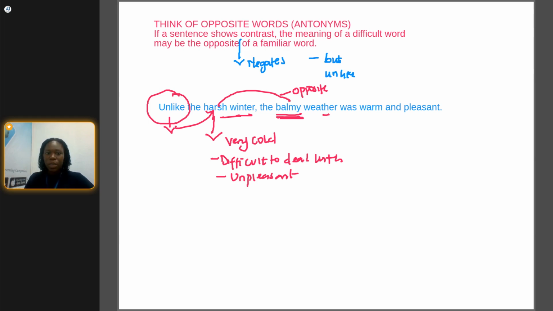If we've been able to determine this word, what does balmy not mean? It could mean warm. And of course, we even have the answer right here. And pleasant. Can we see that? So balmy, you can have balmy as warm. So you have harsh as very cold, and you have the opposite as warm. You can have mild, the word mild.